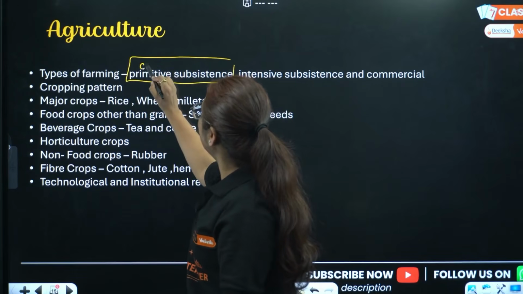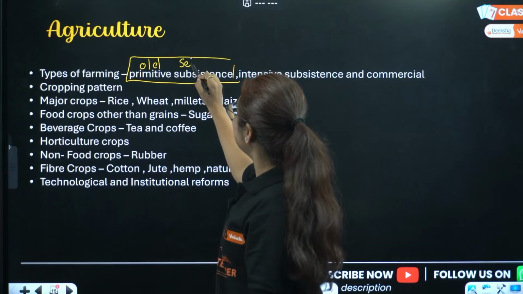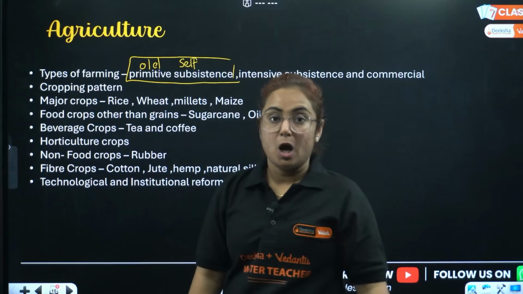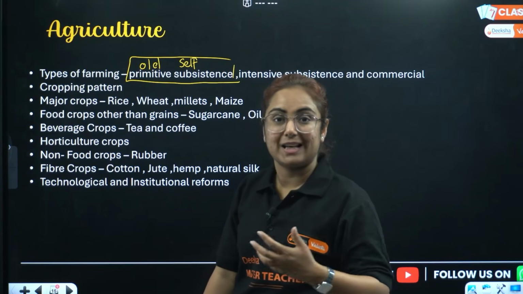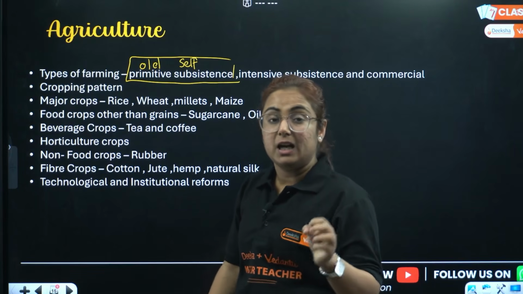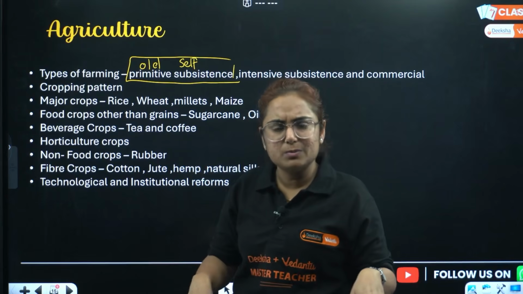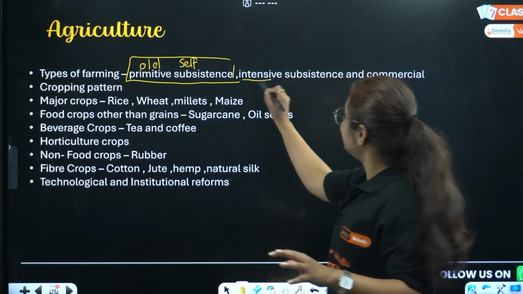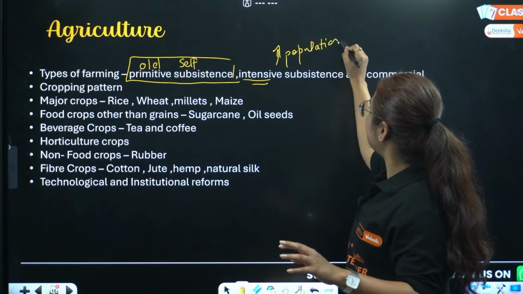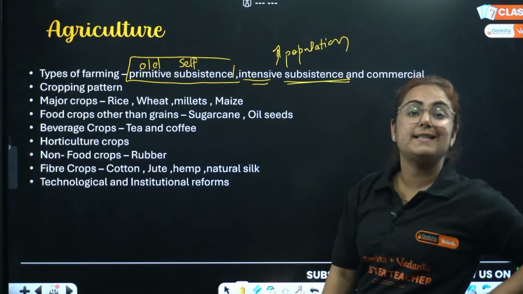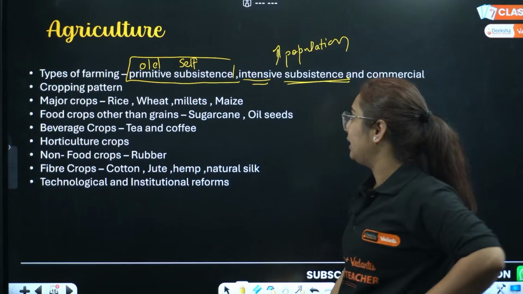The word primitive means old. Subsistence means self-consumption. With old methods of plow, hoe, etc. Done on small plots of land, because it was not needed more, it was done for self-consumption. The second type is intensive subsistence farming. Why does it become intensive? Because population increased. Get it? Okay, very good.